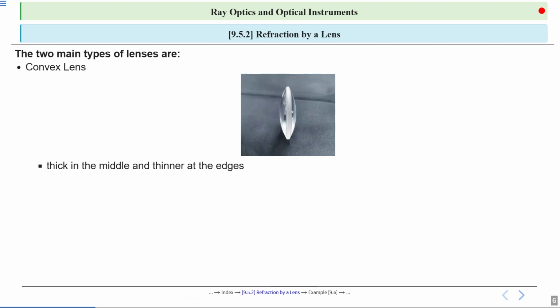If you have a magnifying glass, you can touch the middle part and then the edges. You will feel that edges are thinner than the middle part. Okay, that is convex lens.